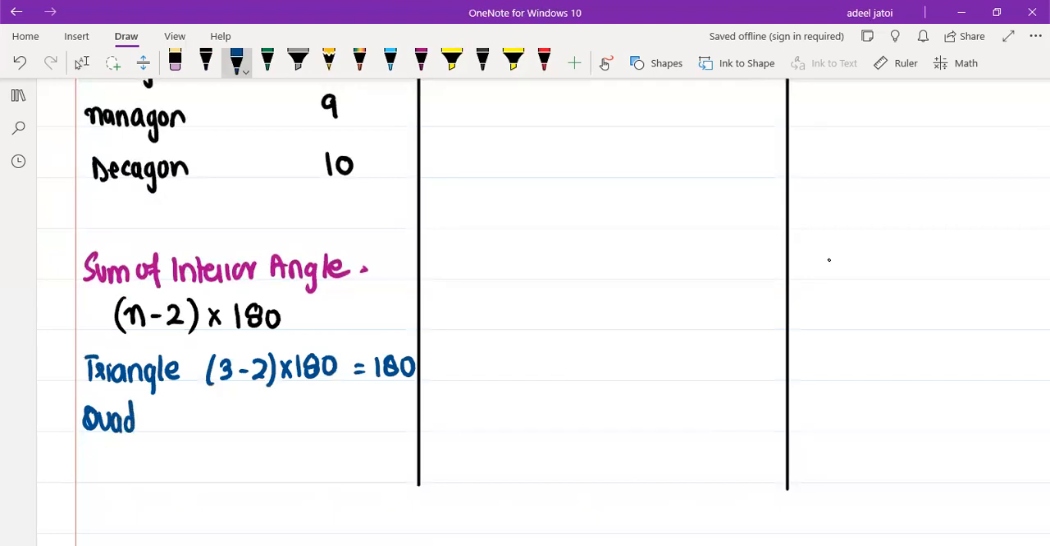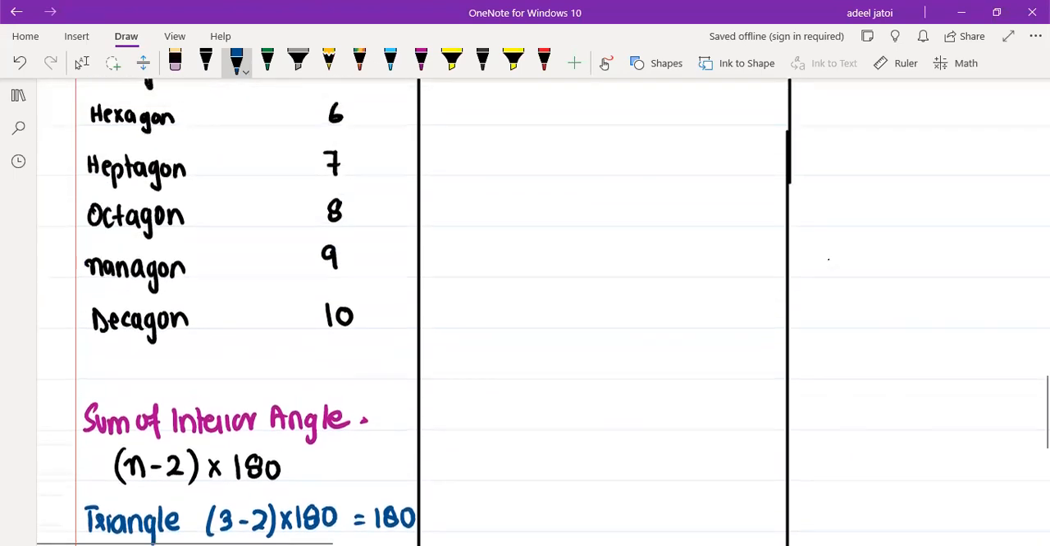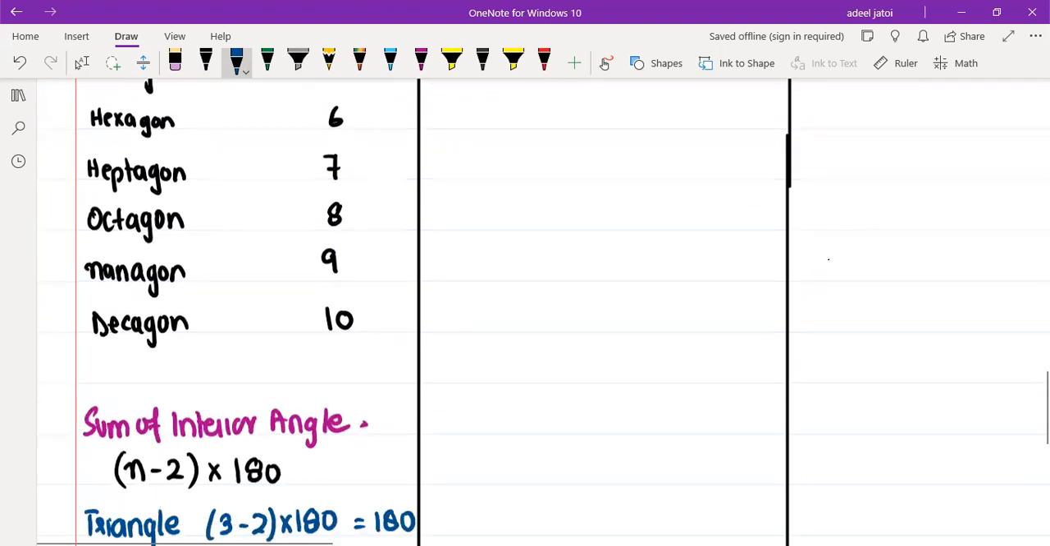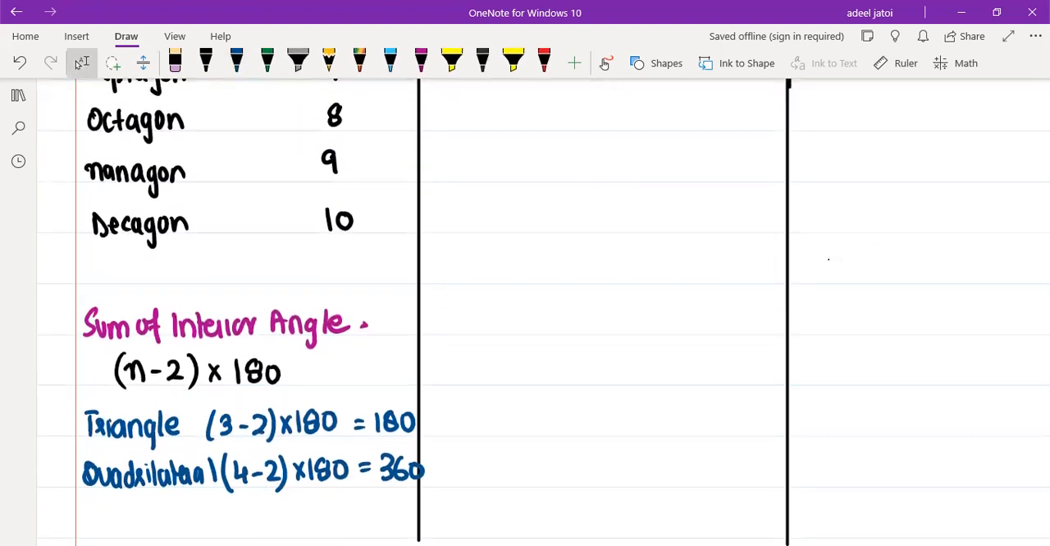Quadrilateral has 4 sides. So let's take n as 4. 4 minus 2 into 180. 4 minus 2 is 2. 2 into 180 becomes what? 360. So similarly, for each of the pentagon, hexagon, heptagon, octagon, nonagon, decagon, we can use the same formula for the total number of the angles that we have. That means the total sum of the angles that a figure has, we can find using n minus 2 multiplied by 180.